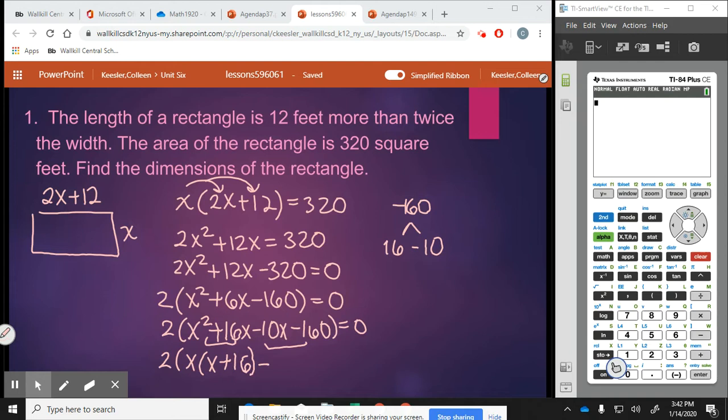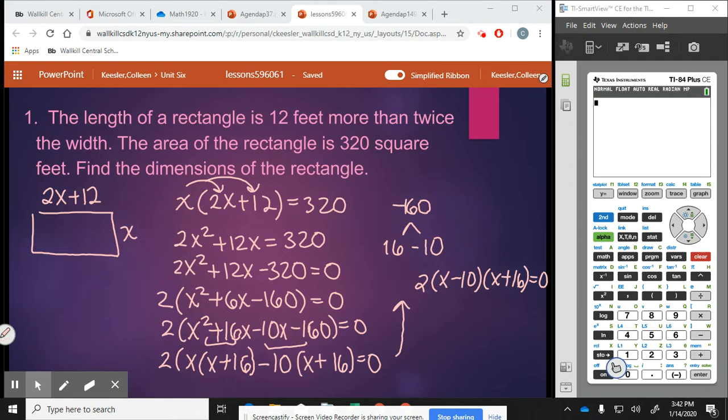minus 10 and 16 have 2 in common. So I can take out the 2. Oh, 10, sorry, 10 and 160, not 16. I'm seeing it wrong. 10 and 160 have 10 in common, so I can take out the 10. And again, I get x plus 16, because a negative times a positive would make that negative there, equals 0. So now I can bring this back up here. I've got 2 times (x minus 10) times (x plus 16) equals 0.